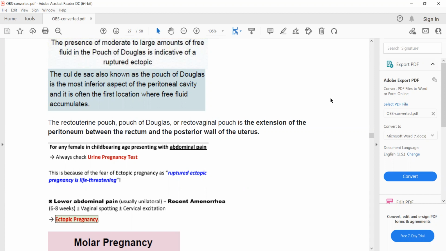You have two options if the patient is stable. Medical management, which includes methotrexate, or surgical management, which is laparoscopy. Laparoscopic salpingectomy. So what are the indications for medical management of ectopic pregnancy?